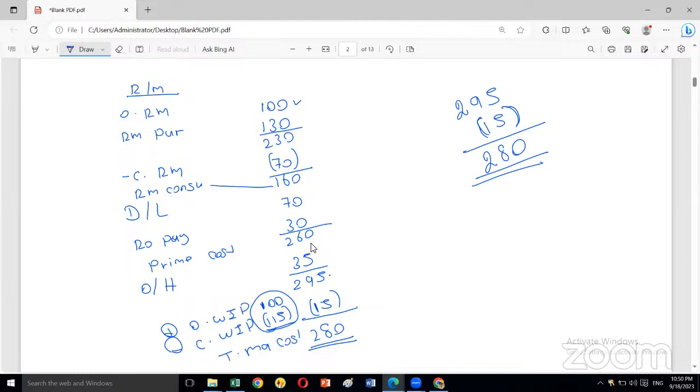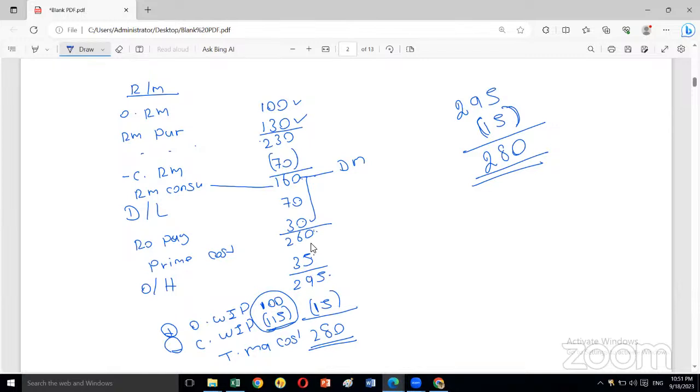So this is your opening work in progress. With that, I have to add the raw material purchase. Here you will get this 230, raw material ready for use. From the raw material ready for use, if I minus the closing raw material, I will get the raw material consumed. This we call direct material. This is your direct labor. This is your direct other. If I add these three, I will get the prime cost. Prime cost plus overhead cost is my total manufacturing cost.